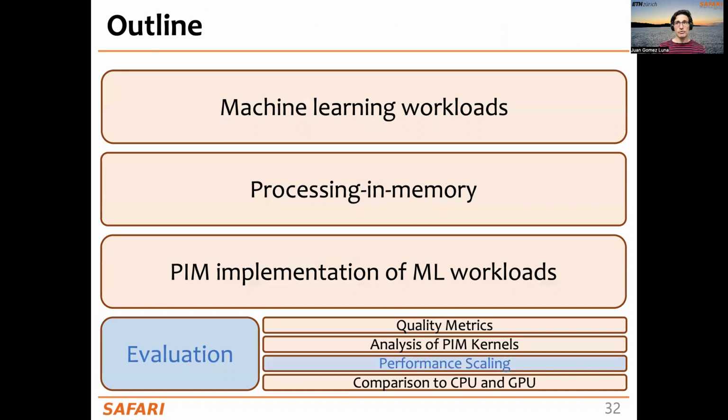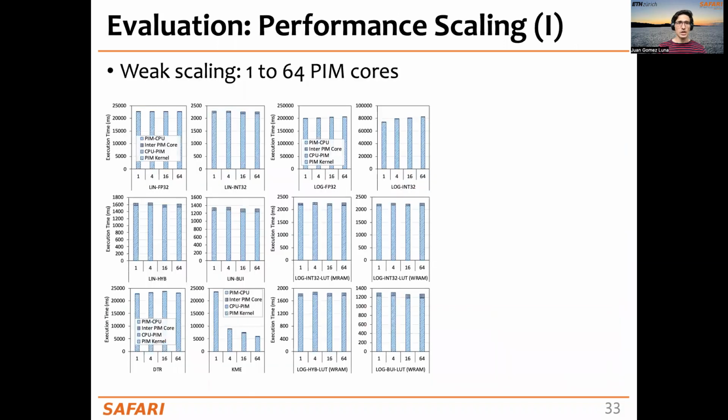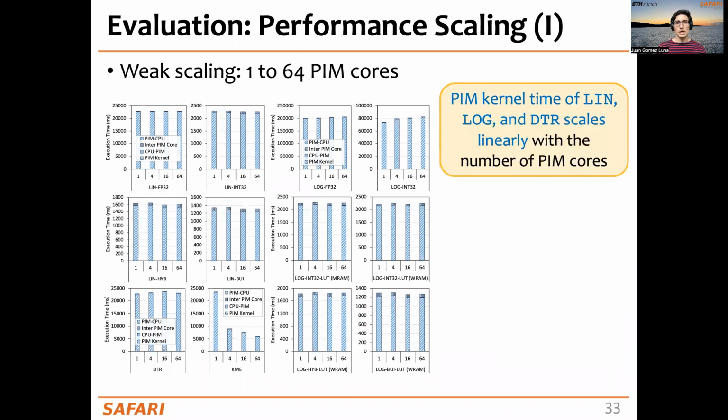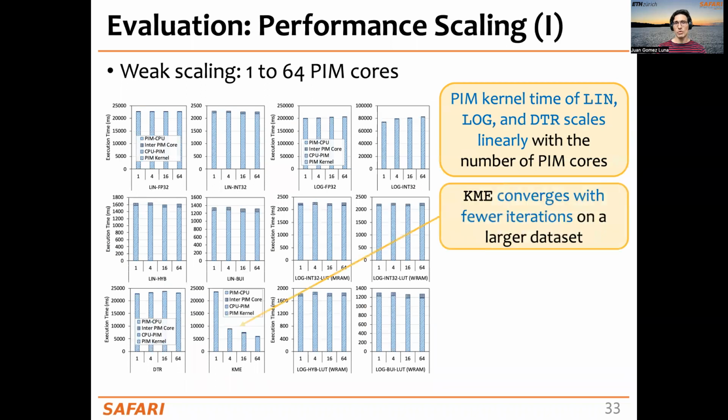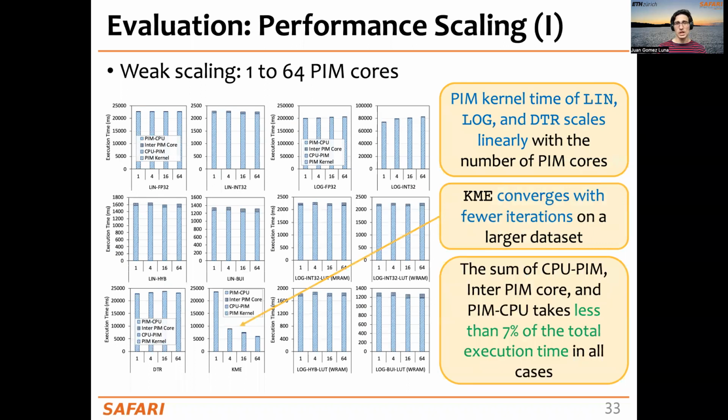Now let's take a look at the performance scaling analysis. We did a weak scaling analysis from 1 to 64 PIM cores. And one first observation is that the PIM kernel time of linear regression, logistic regression, and decision tree scales linearly with the number of PIM cores. That's not the case for k-means, because k-means converges with fewer iterations when we have a larger data set, and that's why we see that the execution time reduces as we increase the number of DPUs in the PIM cores in this weak scaling analysis.